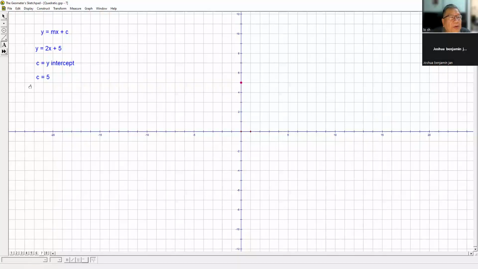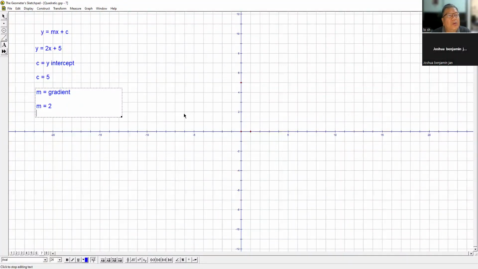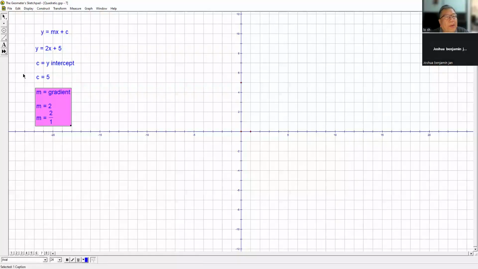Now, how to draw the second point? For the second point, you look at the M. M is actually the gradient of the line. Now, in this case, the gradient equals 2. Can you see the M here is 2? If you put it in fraction form, 2 is actually 2 over 1. Why do I write 2 over 1? Because it's positive 2 over 1. By splitting this m into two numbers, the bottom number is 1.